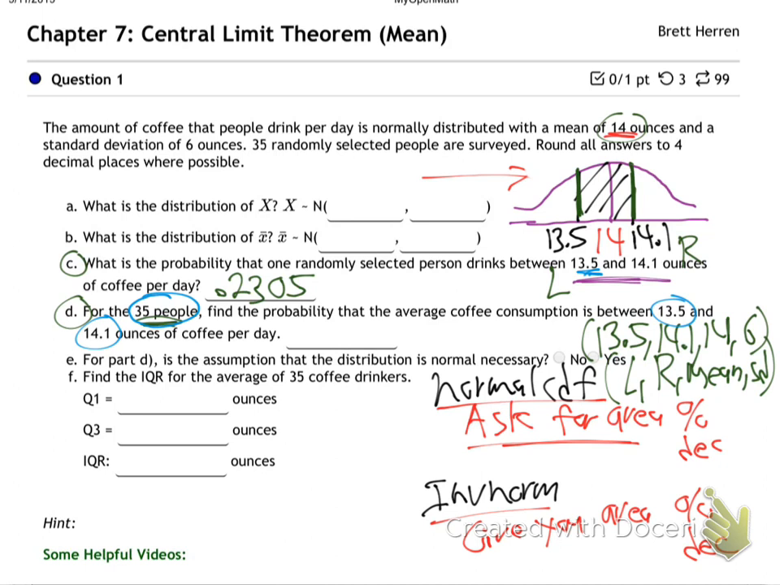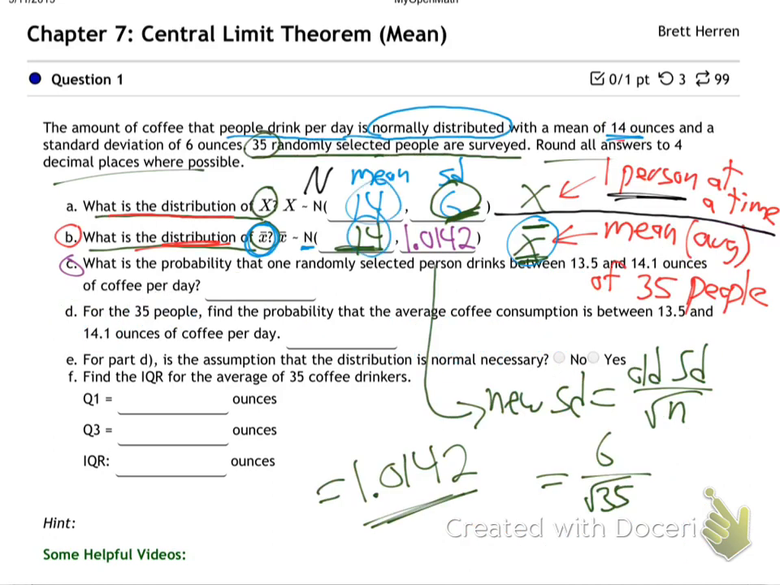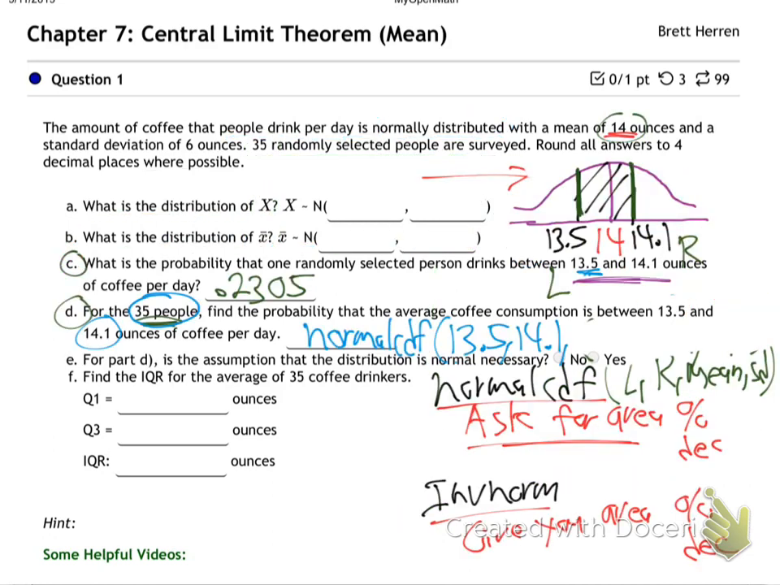So what do we do? Everything's the same. It's still going to be normal CDF. Left edge is still 13.5. Right edge is still 14.1. The mean is still what it was. Remember, the mean did not change, right? Remember back here when we first did that? The means are the same, aren't they? So the middle is still 14.